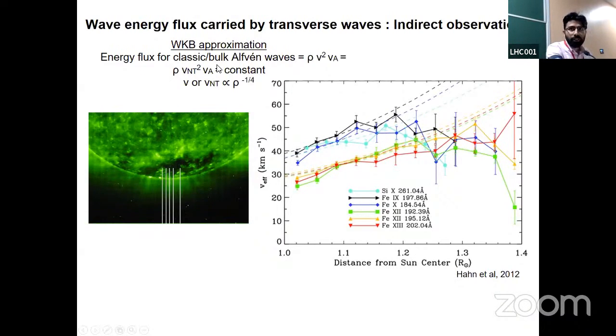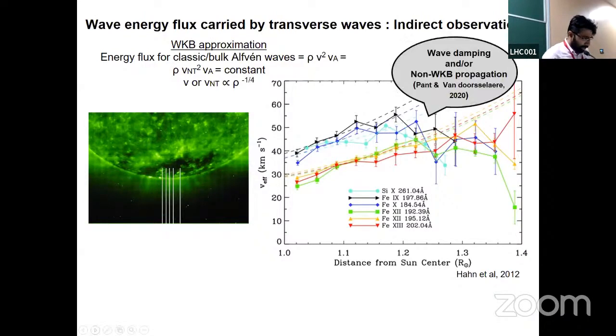But on the other hand, if the wavelength of the wave is much larger than the scale height, then within a wavelength of the wave, the atmosphere is changing. So these expressions that you get here are averaged over a wavelength, so they are no longer valid. This relation is no longer valid. In such a case we use something known as the non-WKB approximation, and recently, in 2020, we have shown that this flattening of non-thermal line width could be due to non-WKB propagation of waves and not necessarily only due to wave damping.